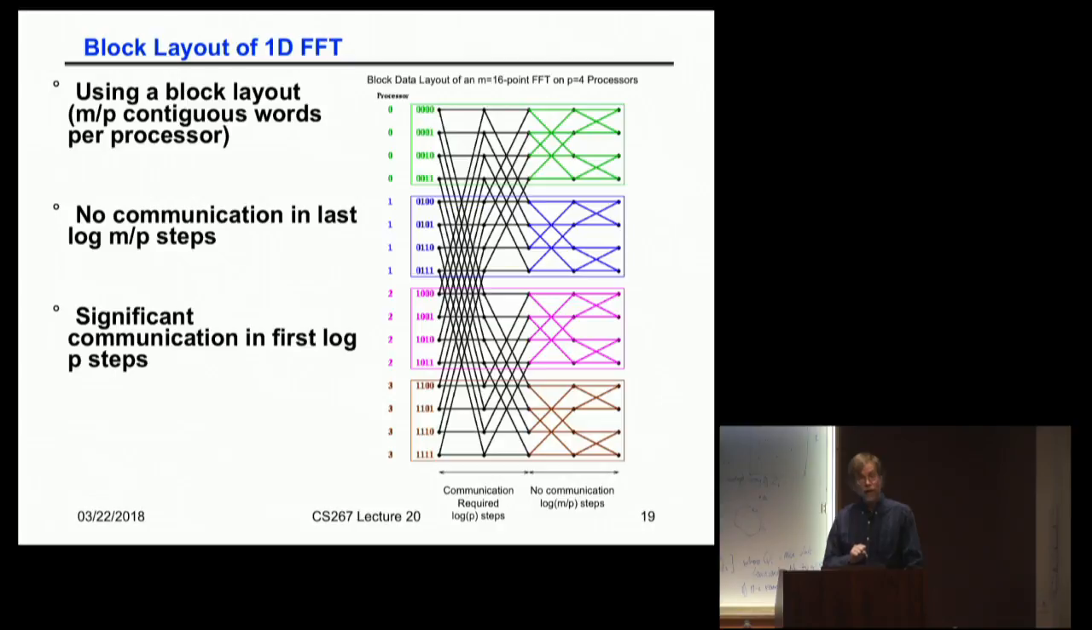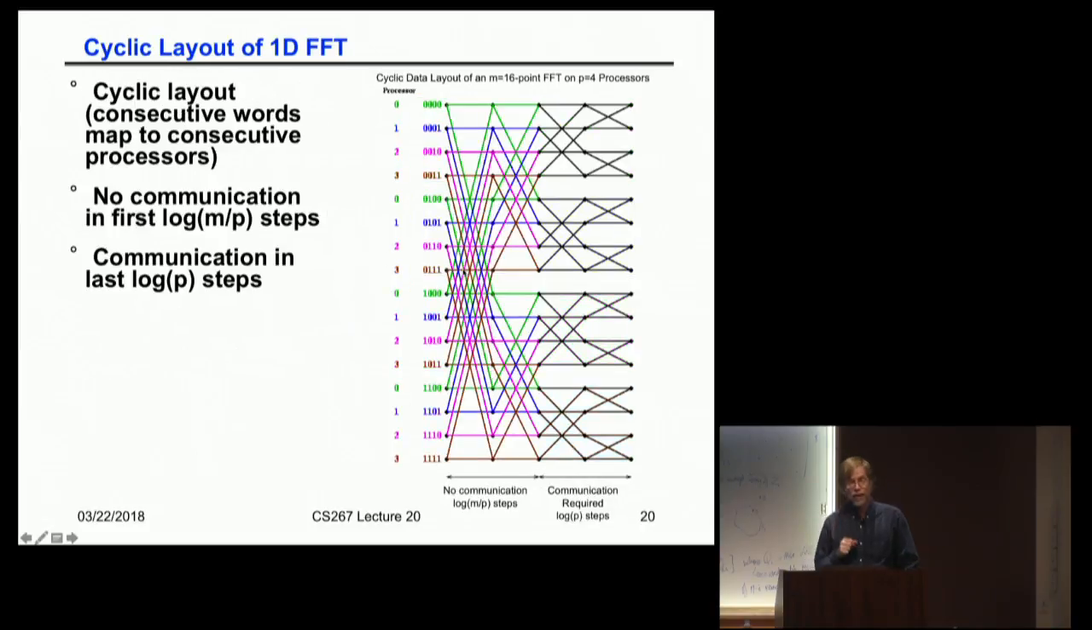Now let me try the other layout, where I assign every 4th row to the first processor and so forth. It looks like this. Now the picture's kind of reversed. For the initial steps, I need to combine 0 and 8. Those are both owned by the same processor, the green one, because of the way I've laid things out, so there's no communication necessary there. And the blue one owns everything there. Indeed, for the first log m over p layers, there's no communication, just as there was before. It's only at the end, for the last log p steps, that I need the communication again. So these two are kind of reversed: one communicates first and the other one communicates second.